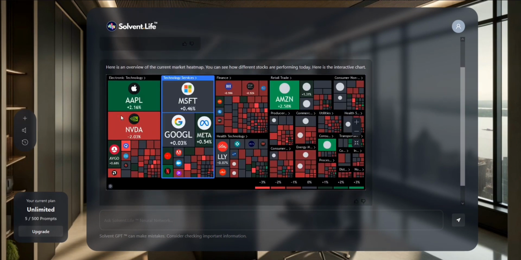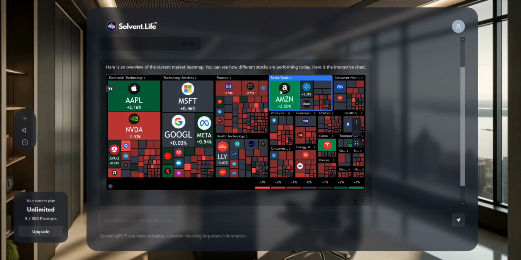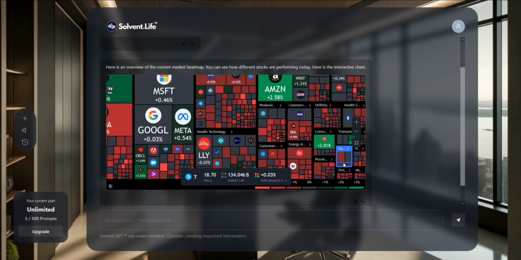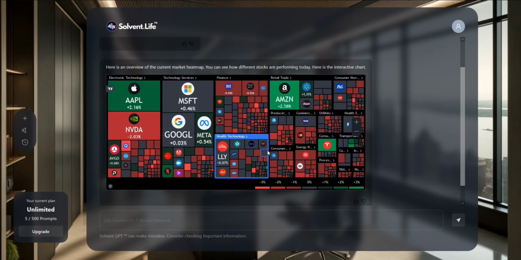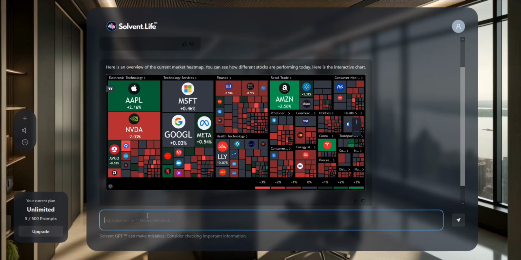There you go. It loads up and shows you all companies, including from the electronic technology sector, the finance sector, the retail trader, and vice versa. And you can scroll in, and these types of things are interactable. So what I want to do here is find out what's happening on the US markets today. So I'm going to go ahead and see what is currently happening on the US 500 today.